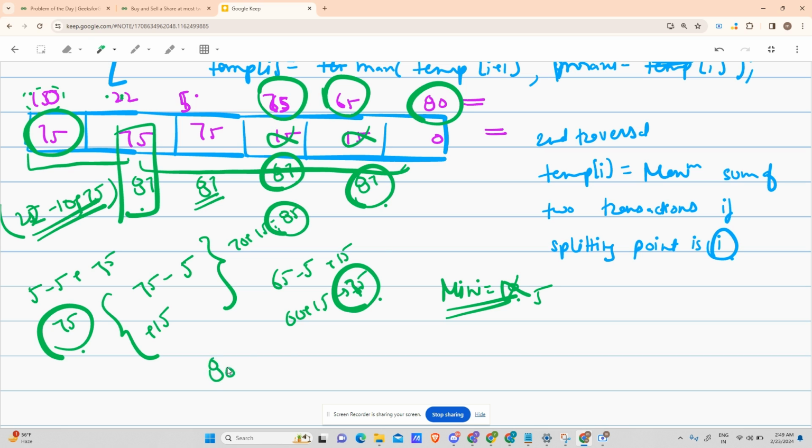Now 80 minus 5 plus 0 is the value at 80. Right? What is the value? 80 minus 5 plus 0 gives me 75. Is it greater than 87? No. Change it to 87 also. Okay, change it to 87.